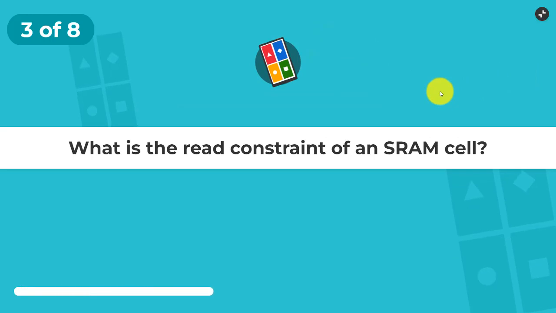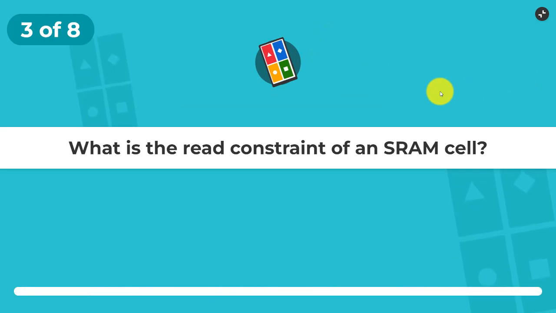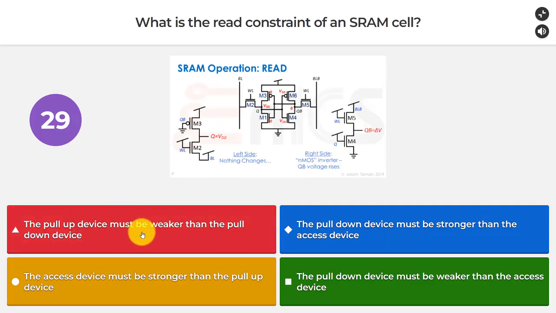For our third question, what is the read constraint of an SRAM cell? The pull-up device must be weaker than the pull-down device. The pull-down device must be stronger than the access device. The access device must be stronger than the pull-up device, or the pull-down device must be weaker than the access device. And the answer to this one is that the pull-down device must be stronger than the access device.